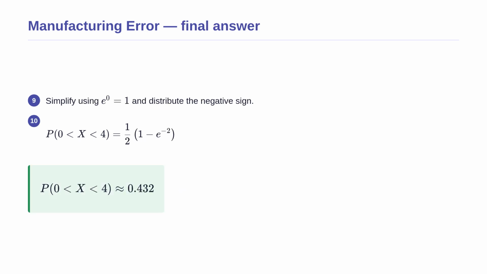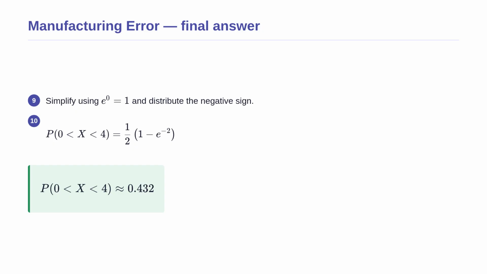Let us wrap up this calculation. We know that any non-zero number to the power of 0 is exactly 1, which simplifies our second term. Distributing the negative sign flips the terms inside the parentheses, giving us 1/2 times the quantity 1 minus e to the power of negative 2. Evaluating this exponential term gives us a final decimal probability of approximately 0.432.